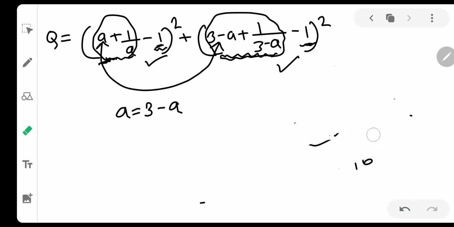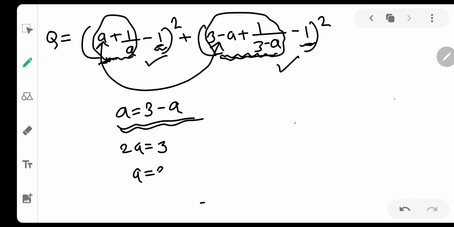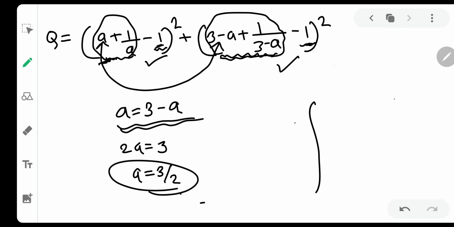The basic idea behind this is that these two numbers should also be the same so as to have this expression at the minimum value. So 2a is equal to 3 and a will be equal to 3 by 2. The previous example which I showed, that was 4 minus 1 the whole square and 4 minus 1 the whole square, but that cannot be related with this because over here this is dependent on 3 minus a, right?